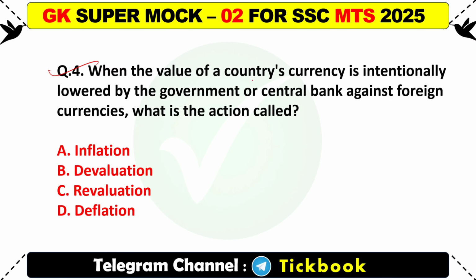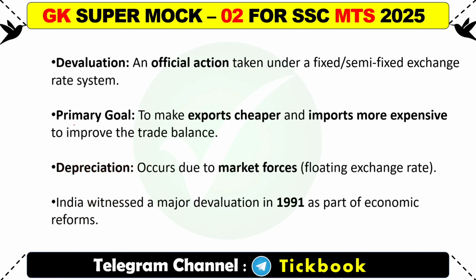4. When the value of a country's currency is intentionally lowered by the government or central bank against foreign currencies, what is the action called? Option number B, devaluation. An official action taken under a fixed or semi-fixed exchange rate system is called devaluation. Primary goal, to make exports cheaper and imports more expensive to improve the trade balance. Depreciation occurs due to market forces, floating exchange rate. India witnessed a major devaluation in 1991 as part of economic reforms.